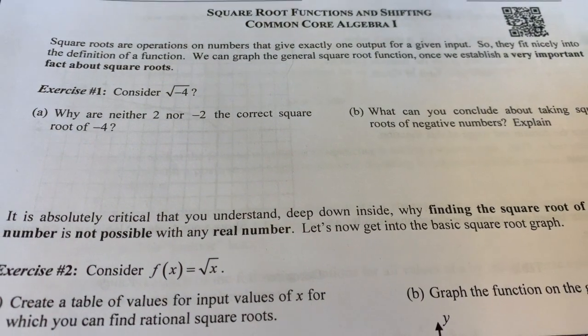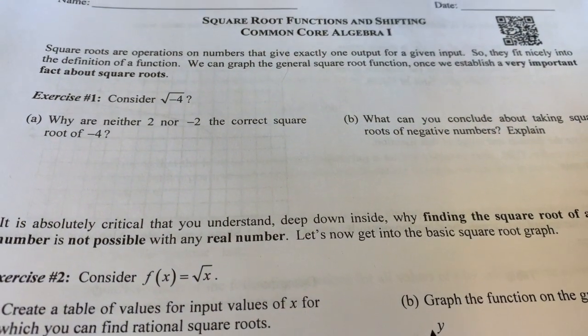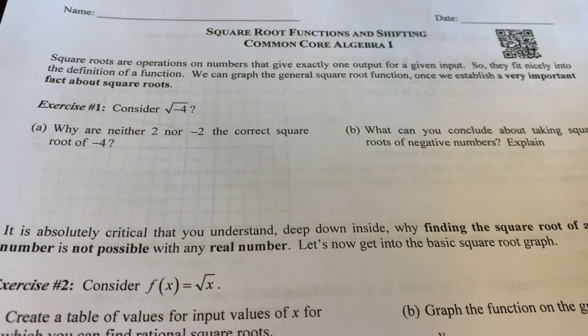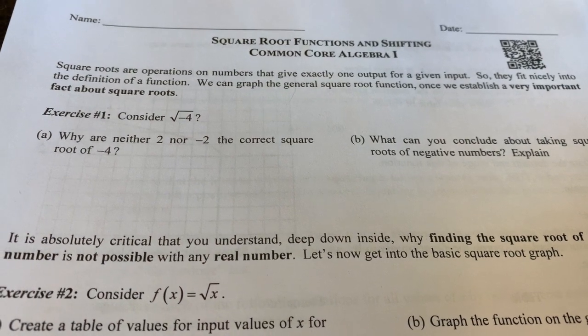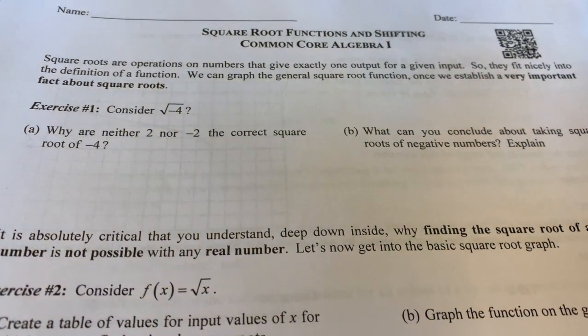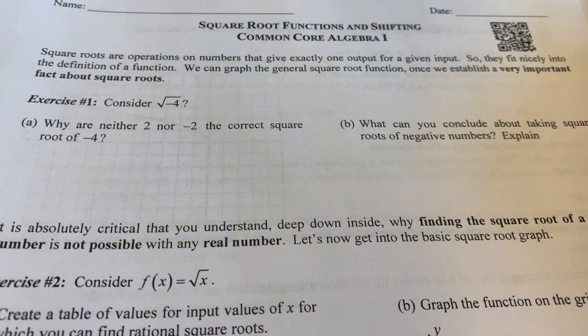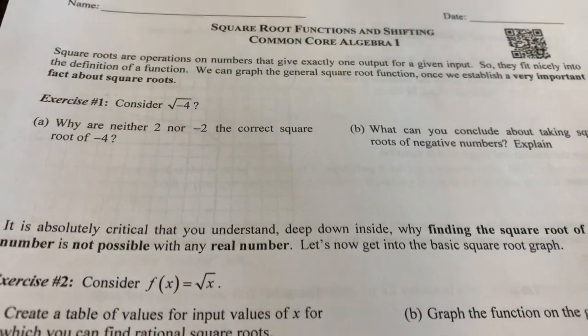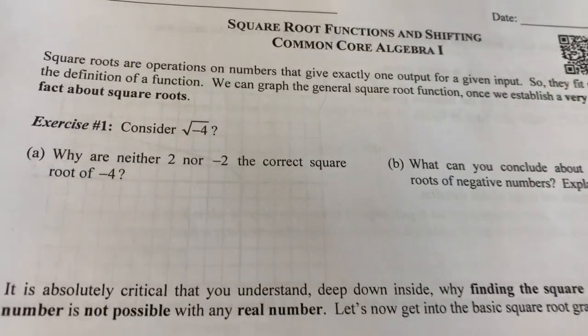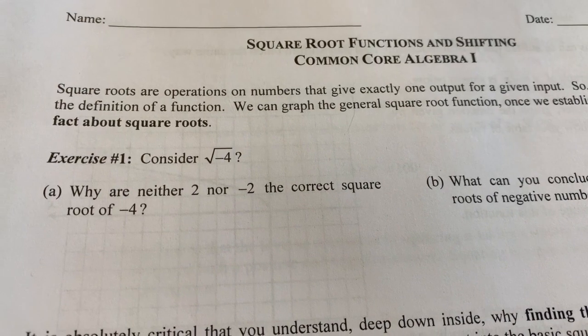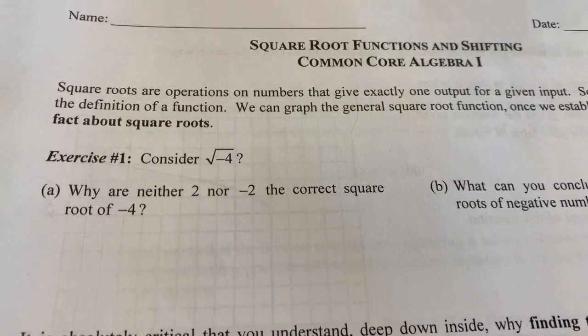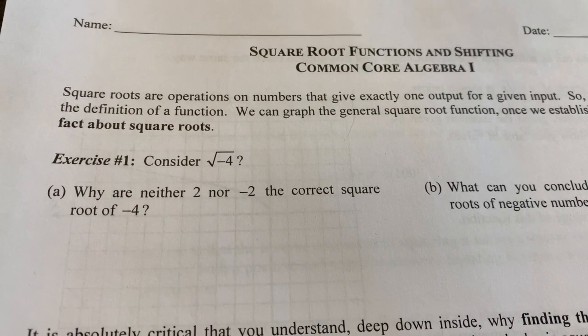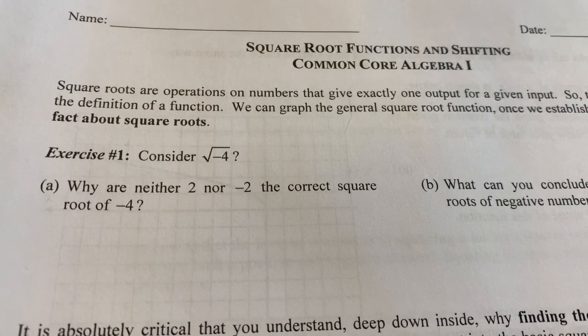Square roots are operations on numbers that give exactly one output for a given input, so they fit nicely into the definition of a function. We can graph the general square root function once we establish a very important fact about square roots. So we want to look at this example, the square root of -4. Why are neither 2 nor -2 the correct square root of -4?